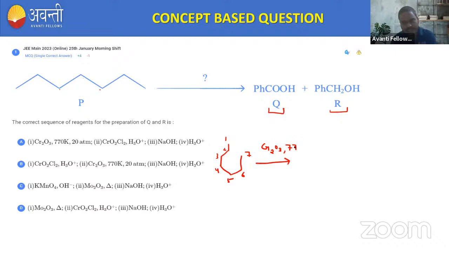Cr2O3 at 770 Kelvin and 20 atm, you'll get toluene. What will you get? You'll get toluene, that is with CH3. Okay? You'll get toluene.